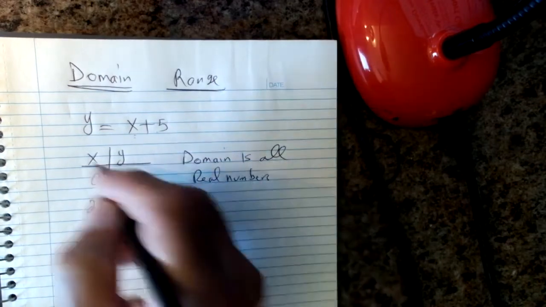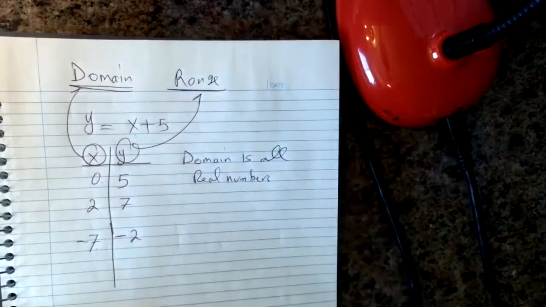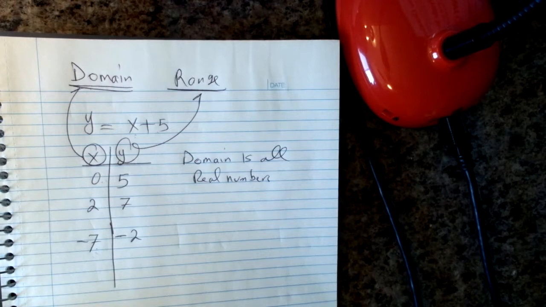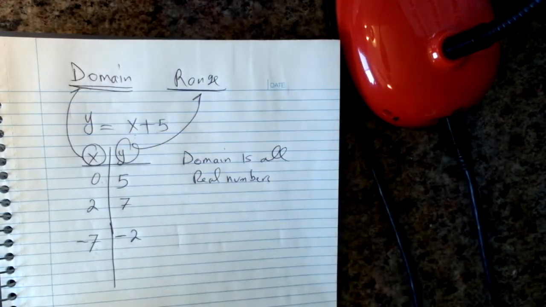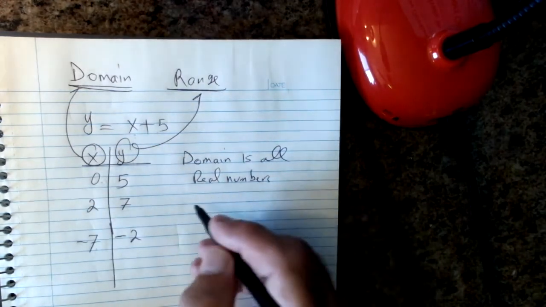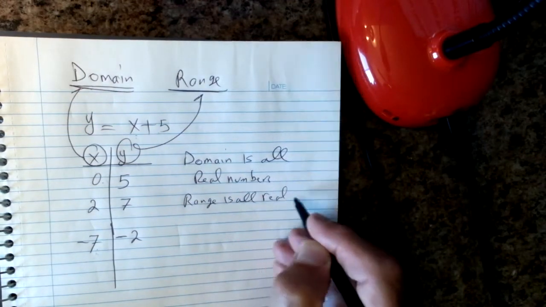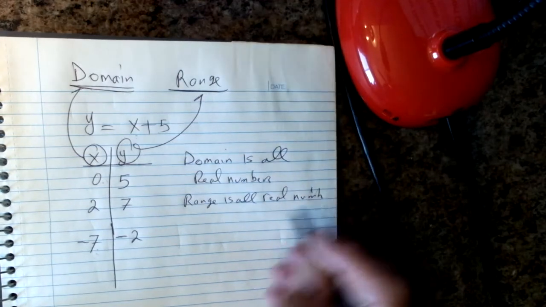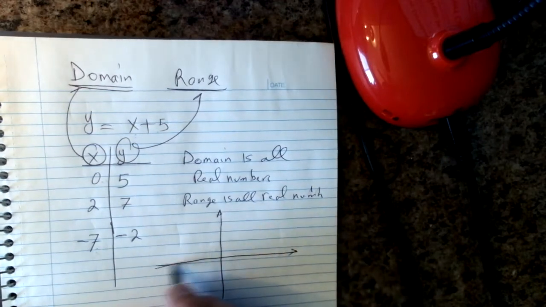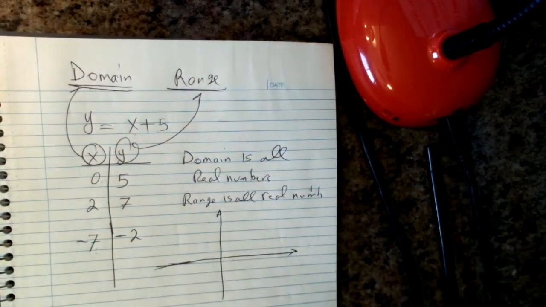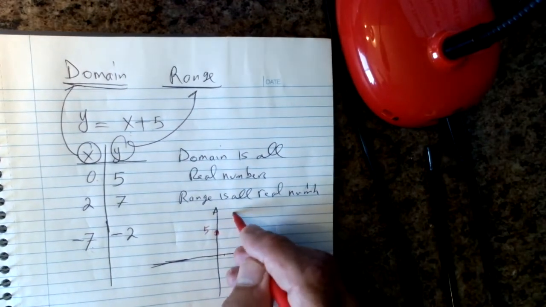You know what domain is? Domain is the x. X is the domain. And range always follows the domain. Okay? Domain is all real numbers. It means you're allowed to put any number for x and you always come up with a y value. So range follows that too. Range is all real numbers. And when you graph it, not a nice picture here, but let's say y is 5 here, 2 and 7.